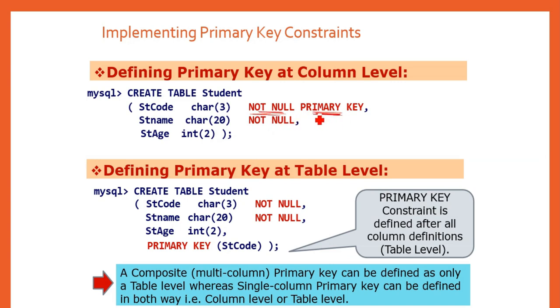If you are not comfortable applying the primary key this way, you can apply it another way. Another way is to write all the columns with the data types. At the last, write primary key in a bracket. Write the column which you want to apply as a primary key. So this is another way. This is called the table level and this is called the column level.